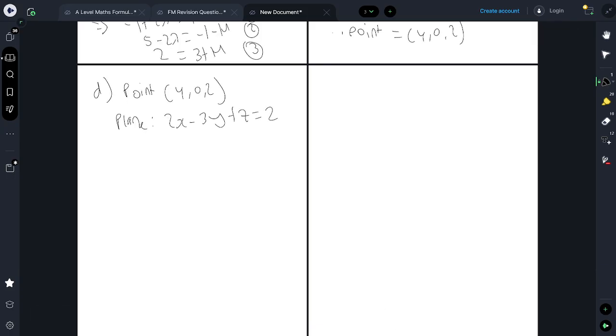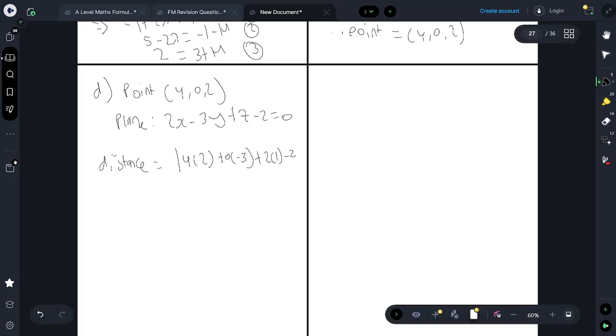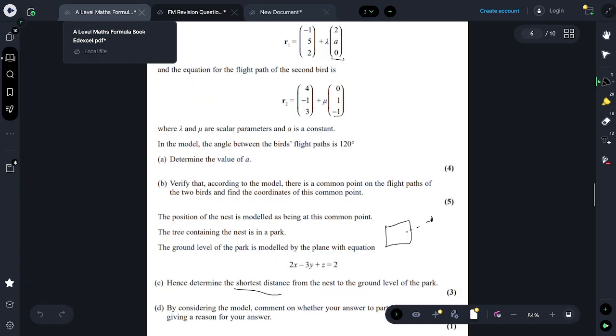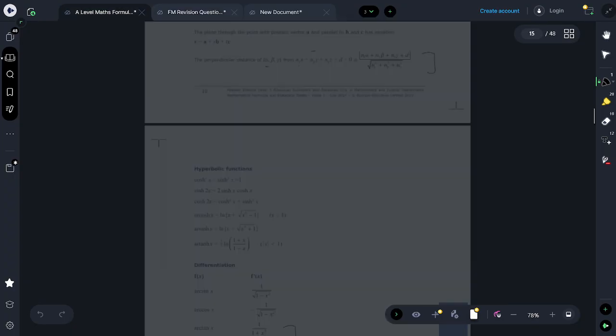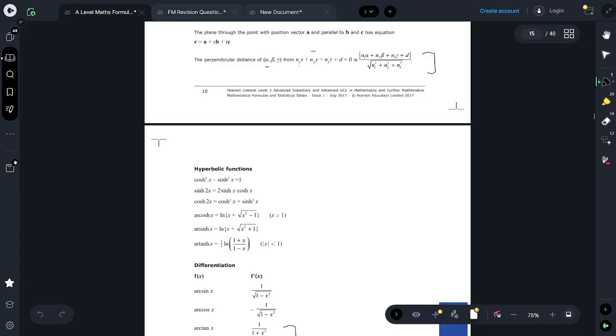So the distance, remember, is modulus of 4 times 2 plus 0 times minus 3 plus 2 times 1, and then we need to minus 2, because this is equivalent to saying minus 2 equals 0, which is the form in the formula book, okay? Plus d equals 0. So d is the value we add on, so it'd be minus 2.